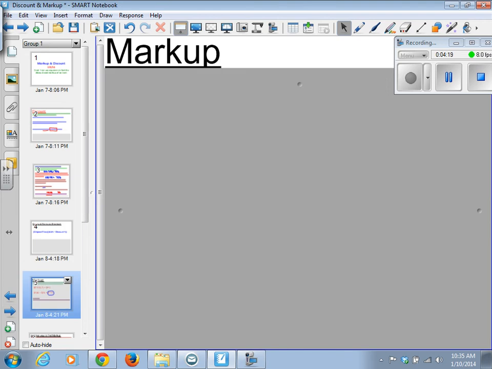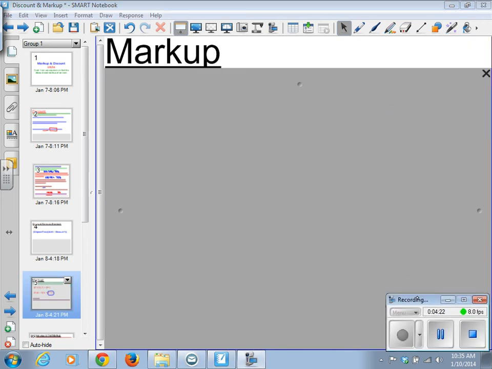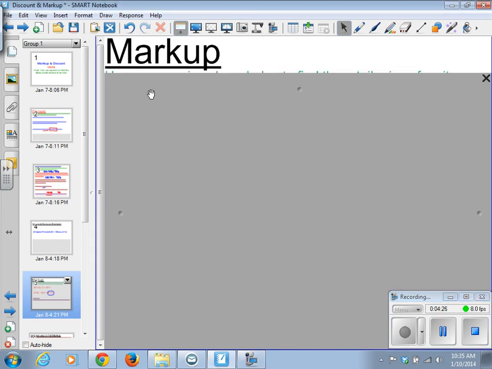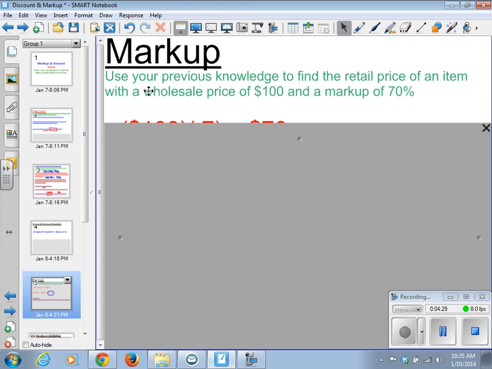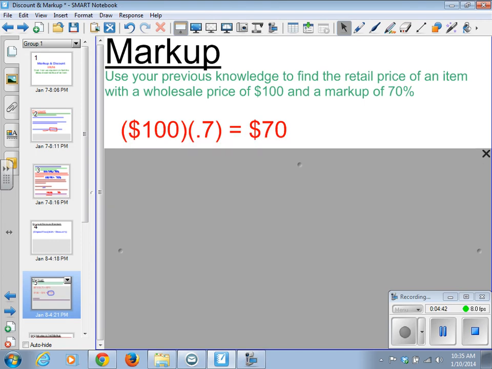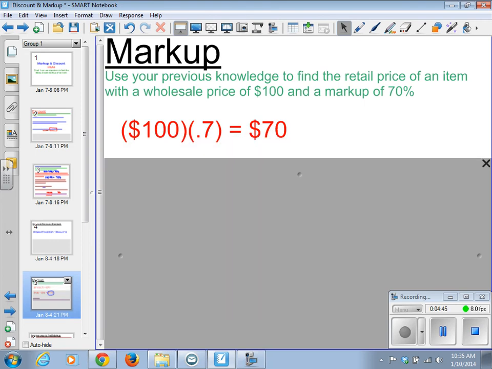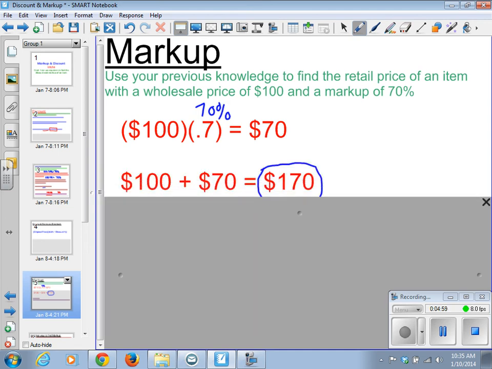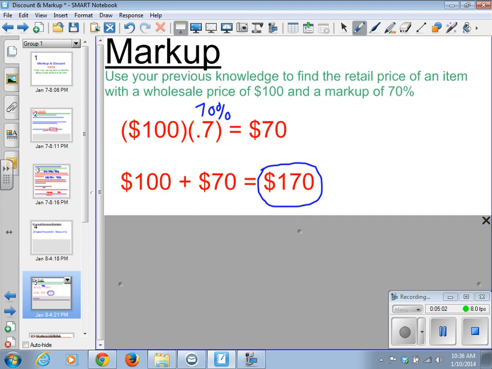Markup works very similarly, except we know the markup is going up, so we're adding. So remember, we've done this. Using our previous knowledge, we're going to find the retail price of an item with a wholesale price of $100 and a markup of 70%. Well, if we take $100, multiply it by 70%, which is 7/10, as we learned, work it out, we get $70 for an answer. That's the markup amount. So we take that and add it to our wholesale price, $100 plus $70, to give us a new retail price of $170.